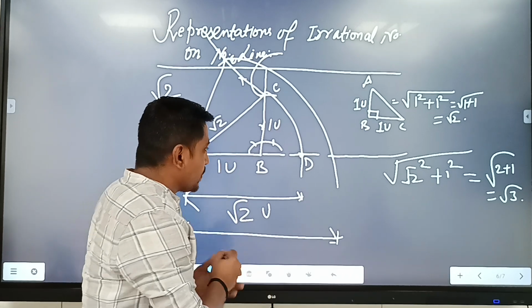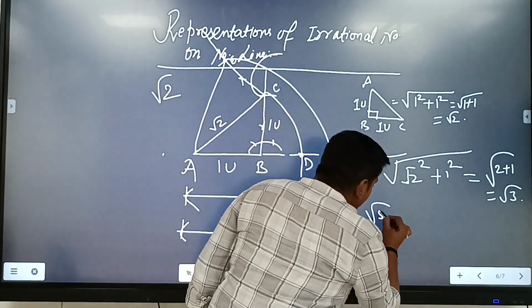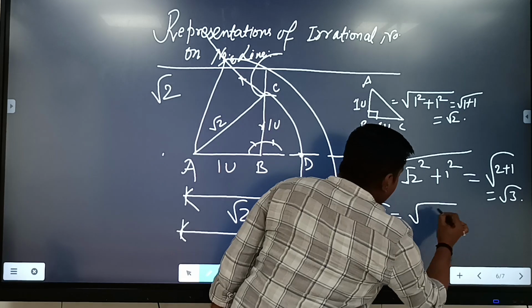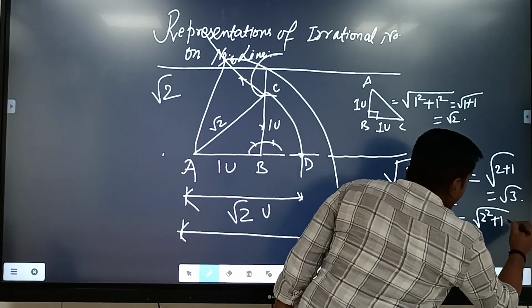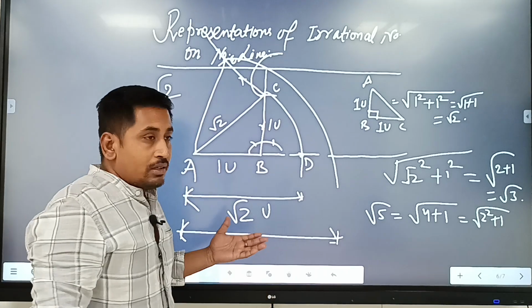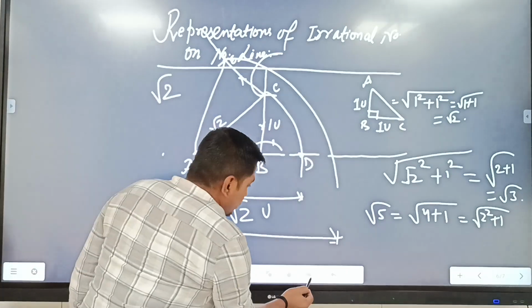Clear? And one more example. If I have to represent root 5, how will you represent it? So root 5 can be written as root of 4 plus 1. How can you write 4? It is 2 square, plus 1. So how will you represent root 5? Let us see.